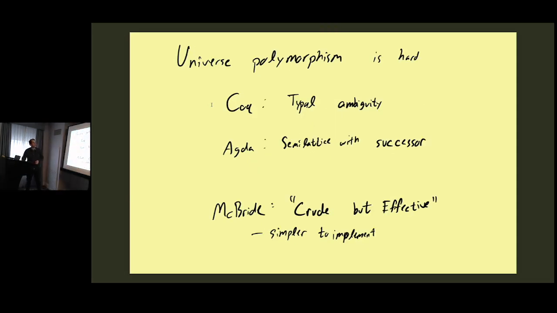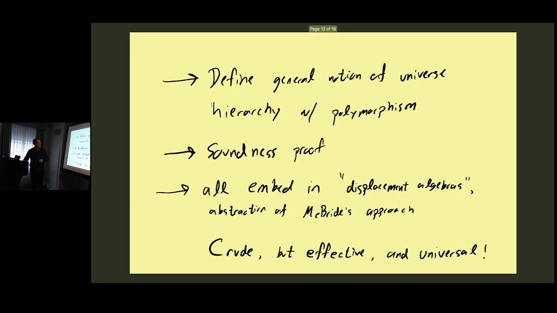And so universe polymorphism is hard to get right, and there's not really an agreement, I would say, between the different communities about the design. So Coq and Agda use different approaches. But there was an approach introduced by Conor McBride, unpublished, I think, which he called crude but effective, which kind of grew out of his frustration with the way that other people were doing things. And it turned out to be simpler to implement, but maybe cruder. But the lesson of this paper is that crude but effective is actually just as good as anything else.